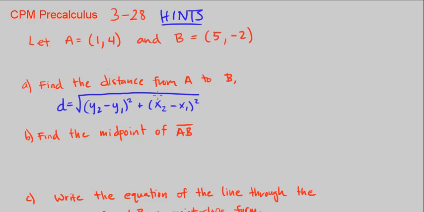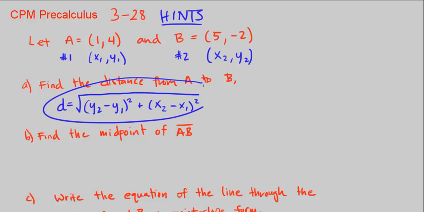That's the distance formula. So the distance from A to B, well, you would go ahead and look at A and B and make one point number 1, whichever one you want. If this is point number 1, then this would be x1 comma y1, right? x1 would be 1, y1 would be 4, and then this would be point number 2, and that would be x2 comma y2, and x2 would be 5, y2 would be negative 2, all right? So you plug them in and solve for the distance.